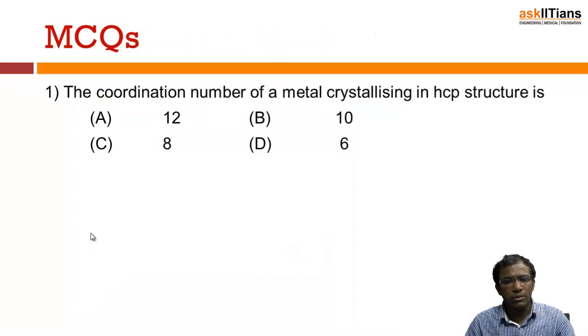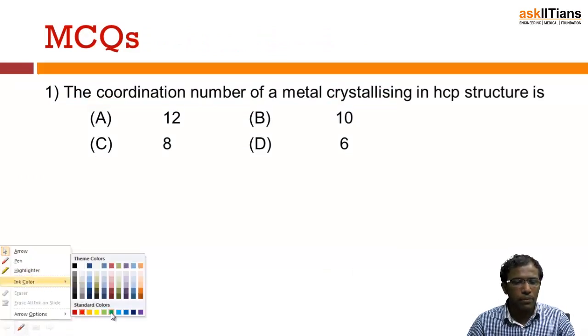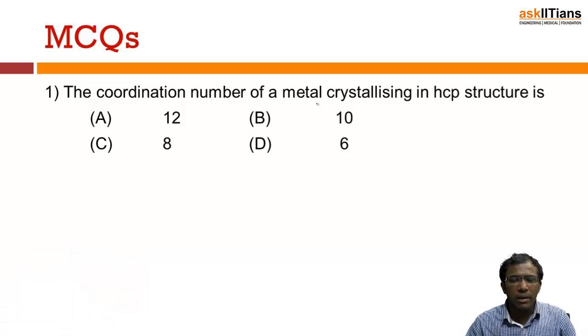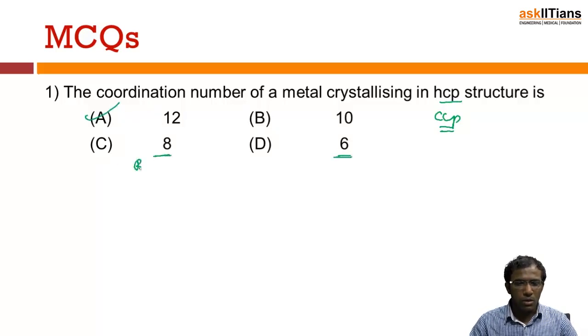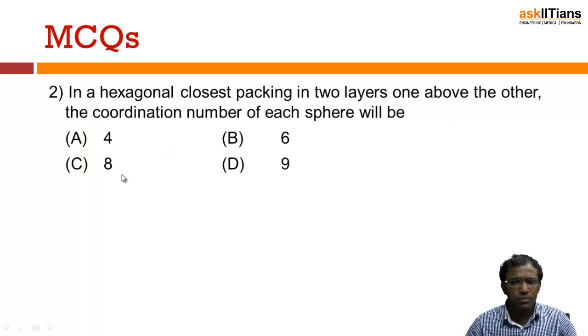So let's solve some questions based on that. These are simple MCQs. The coordination number of a metal crystallizing in HCP structure. Just now we discussed the coordination number: HCP as well as CCP have coordination number 12. 6 is in simple cubic, 8 is in body centered cubic, and there is no coordination number such as 10. So let's move to the next question.